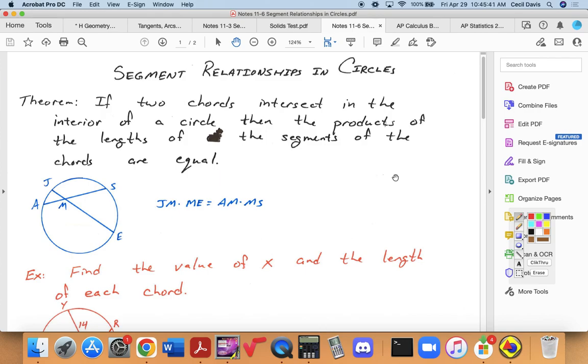So, segment relationships in circles. We've been dealing with arc measures and angle measures and stuff like that. Here we're going to be dealing with the lengths of segments. So this first theorem: if two chords intersect in the interior of a circle, then the products of the lengths of the segments of the chords are equal.